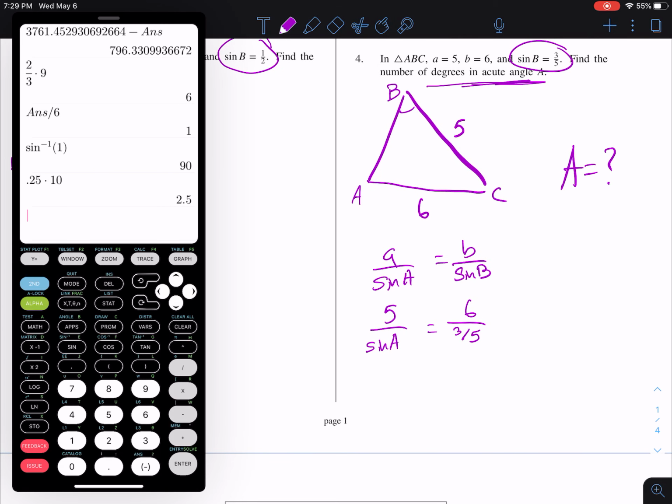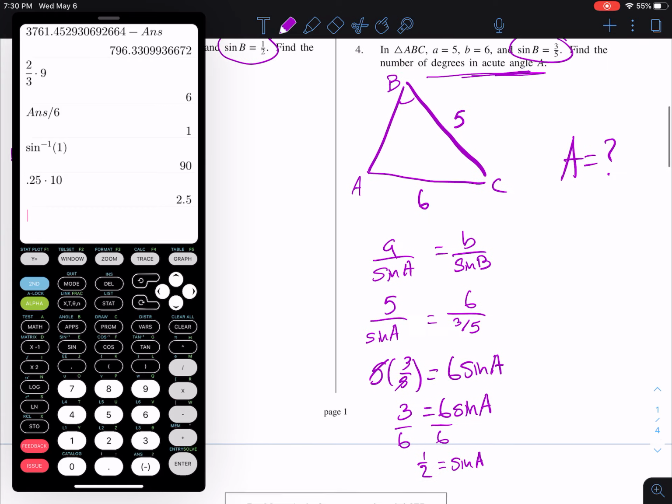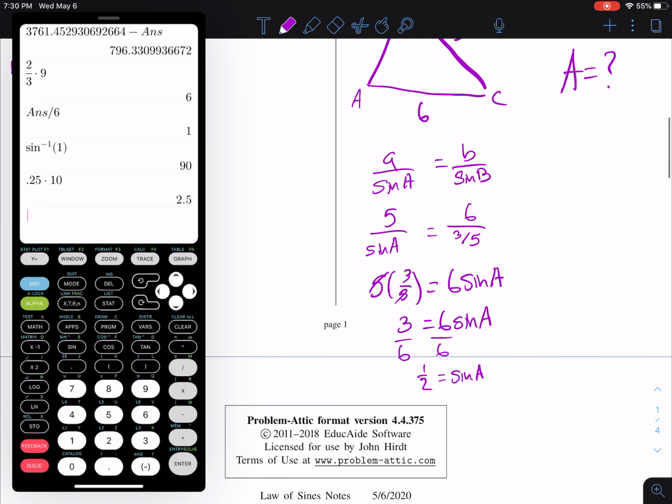All right, we're going to cross multiply like we normally would. 5 times 3/5 equals 6 times sine of A. The 5's cancel. We get 3 equals 6 times the sine of A. We're going to divide by 6 on both sides. So we're going to get 1/2 is equal to the sine of A. Now remember, they did not ask us for the sine of A. They asked us for A here. They wanted the number of degrees of A. So we're actually going to be doing arc sine of 1/2. And that tells me that A is 30 degrees.